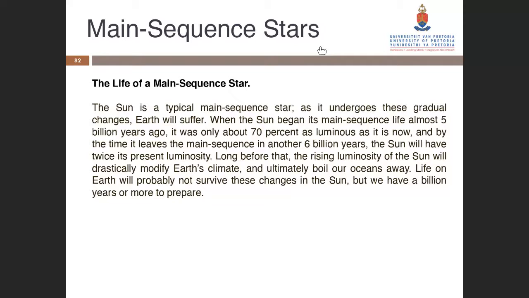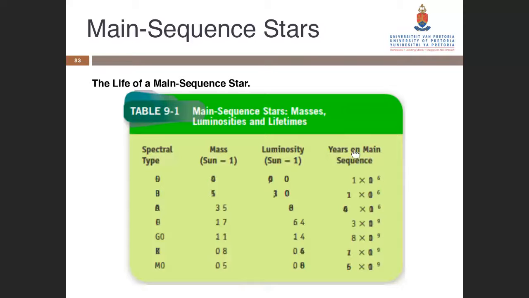Long before that, the rising luminosity of the sun will drastically modify Earth's climate and ultimately boil our oceans away. Life on Earth will probably not survive these changes in the sun, but we have 1 billion years or more to prepare for it. So this is just to show the spectral type, the mass, luminosity, and years on the main sequence of our different classes of stars.